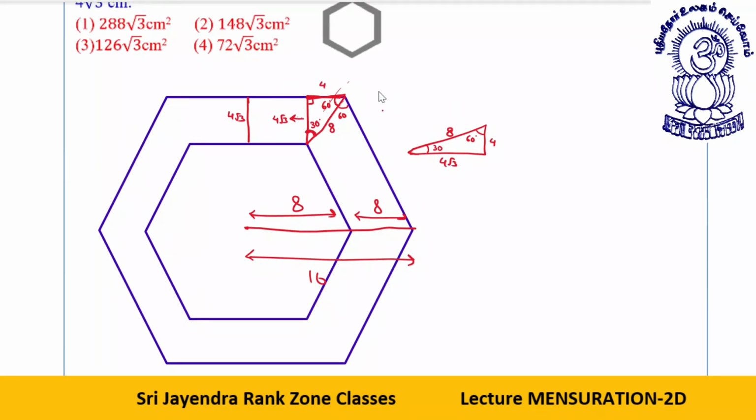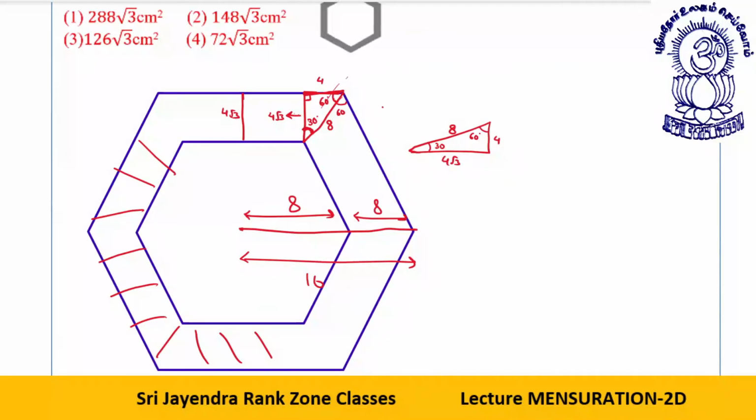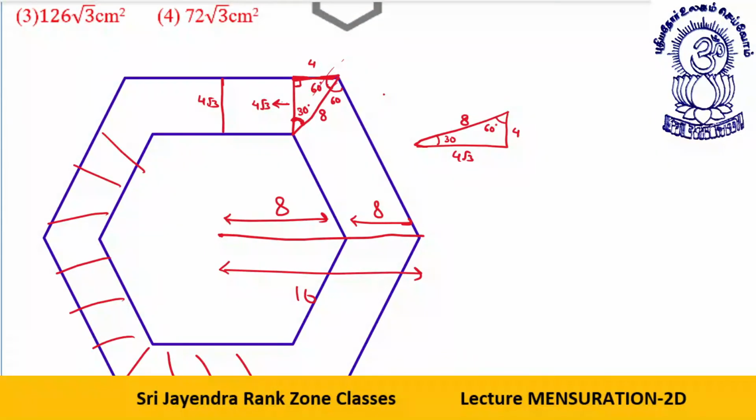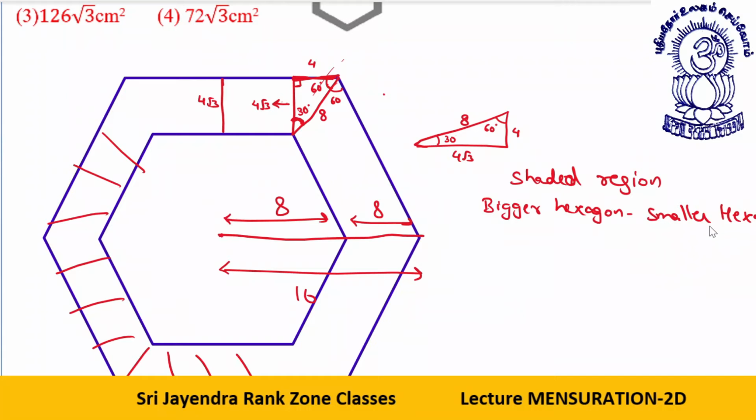What we need to find is the area of the shaded region. What is the shaded region? This is the shaded region. This portion is the shaded region. Okay, how do I find the area of the shaded region? The shaded region is the bigger hexagon minus the smaller hexagon.